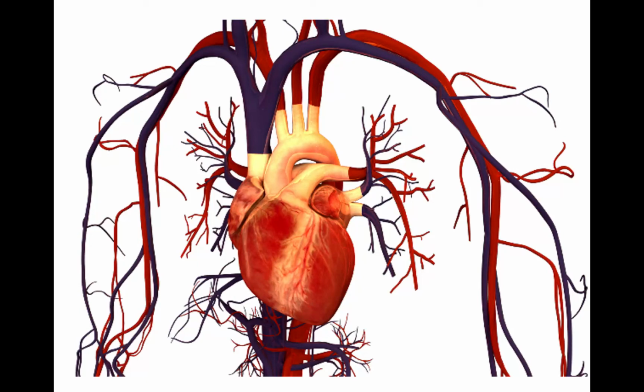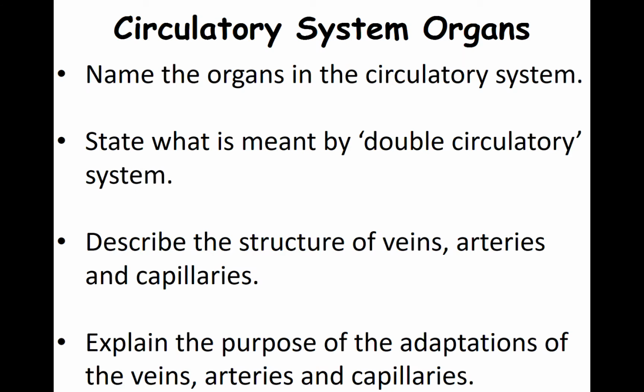This lesson is a Key Stage 4 introduction to the organs in the circulatory system and the other parts of the circulatory system. So the title of today is Circulatory System Organs. By the end of the lesson, you should be able to name the organs in the circulatory system, state what is meant by double circulatory system, describe the structure of veins, arteries, and capillaries, and finally explain the purpose of the adaptations of the veins, arteries, and capillaries.